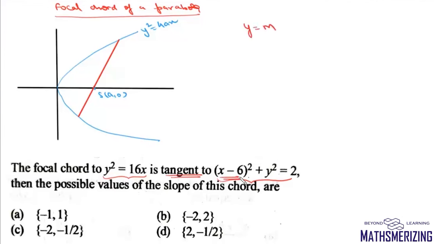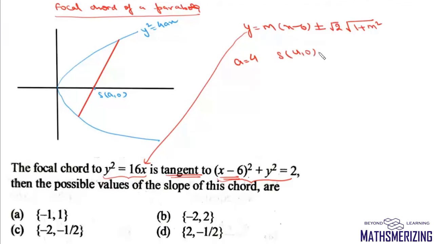Now what is the radius? The radius here is root 2 into under root of 1 plus m square. Now this tangent to this circle is actually a focal chord for this parabola, so that means this tangent should pass through the focus of this parabola. For this parabola, we know that the value of a is 4, so its focus is at 4, 0. So this tangent should pass through this point.